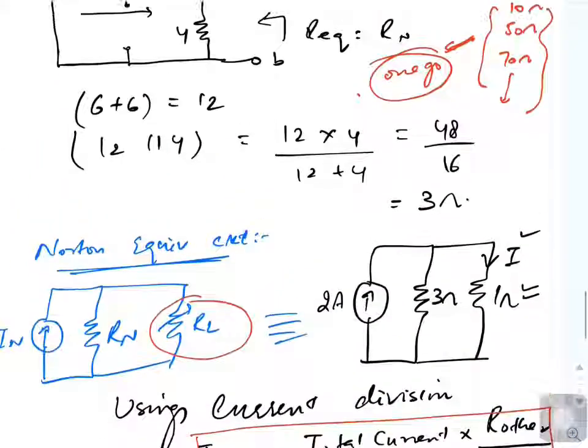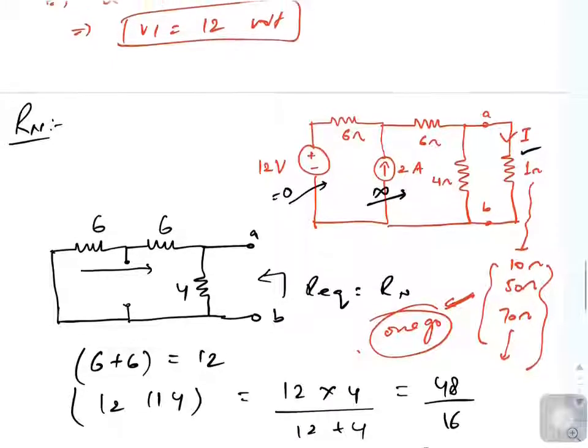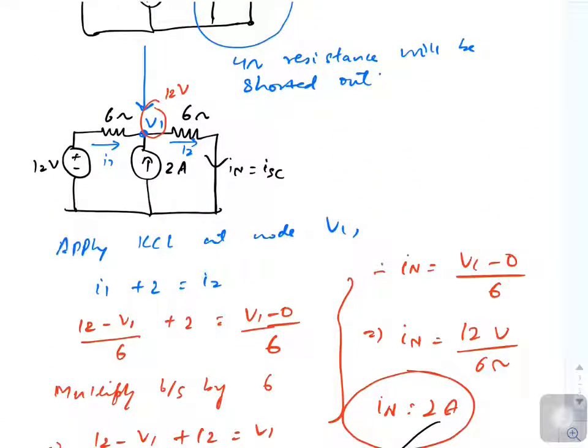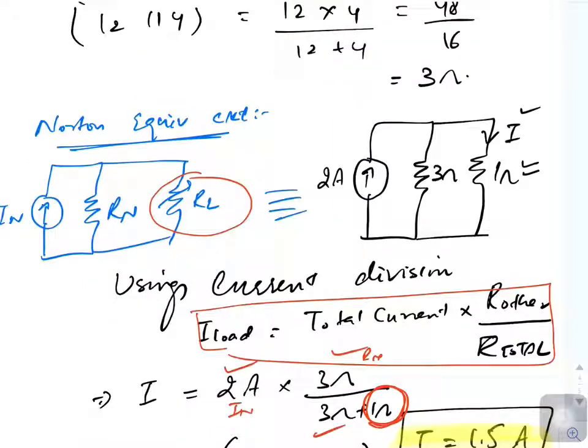In our coming videos, we'll be discussing numericals which are based on dependent sources also, and that time the concepts that are used to calculate the Thevenin resistance or Norton resistance are different than what we follow here. So I hope this topic is clear to you.